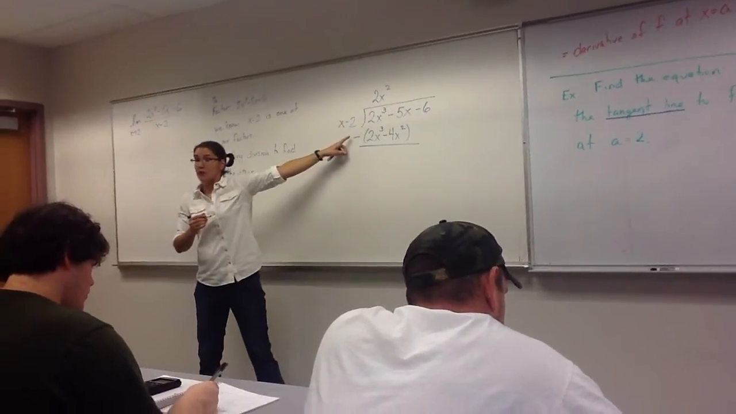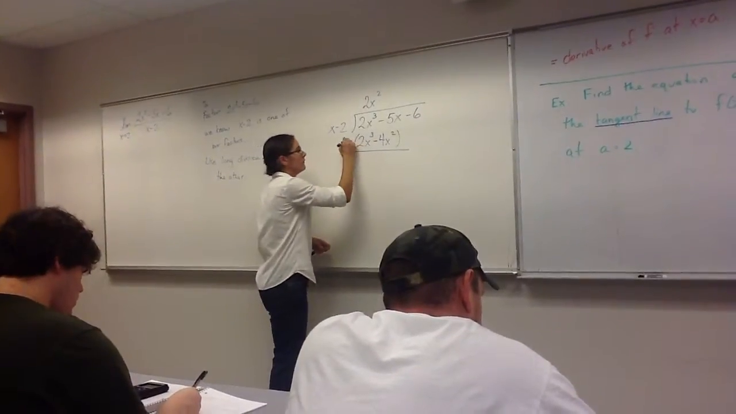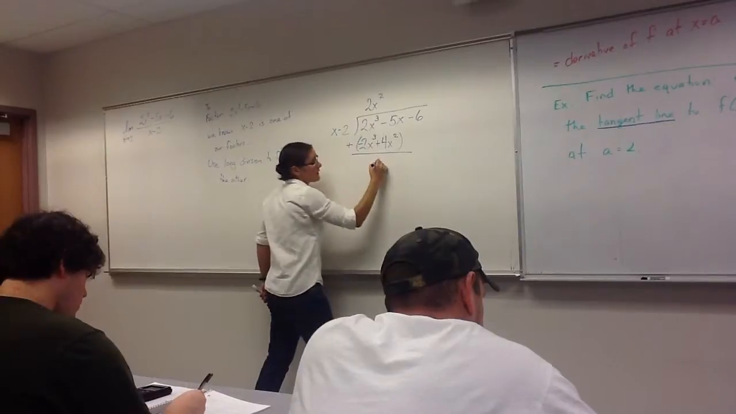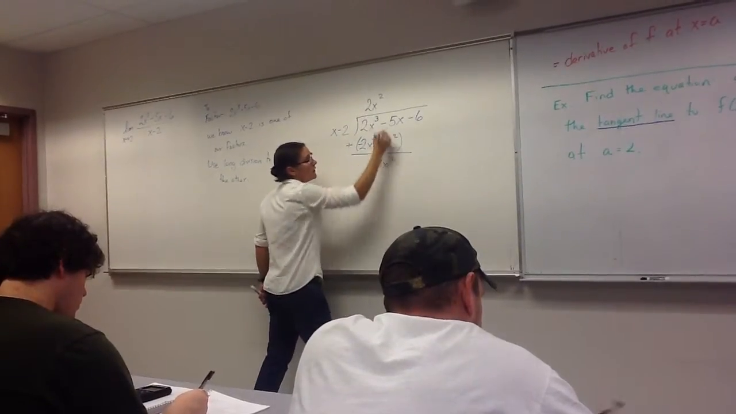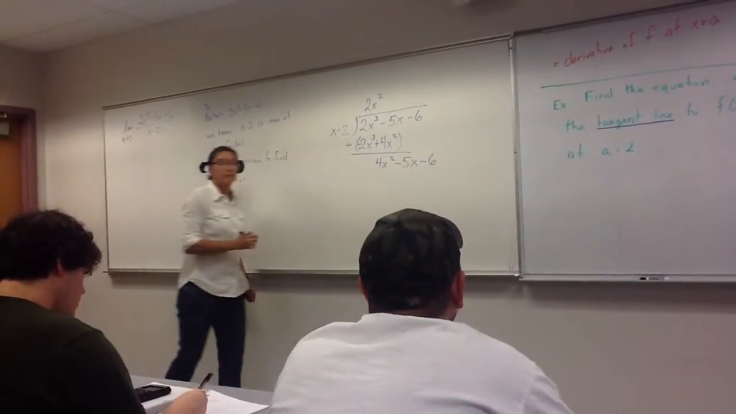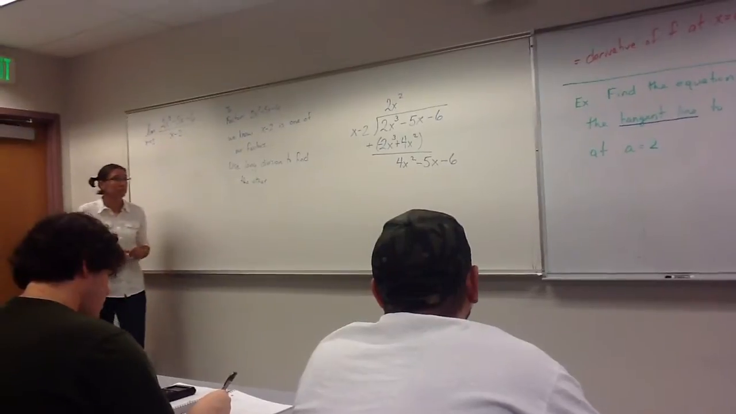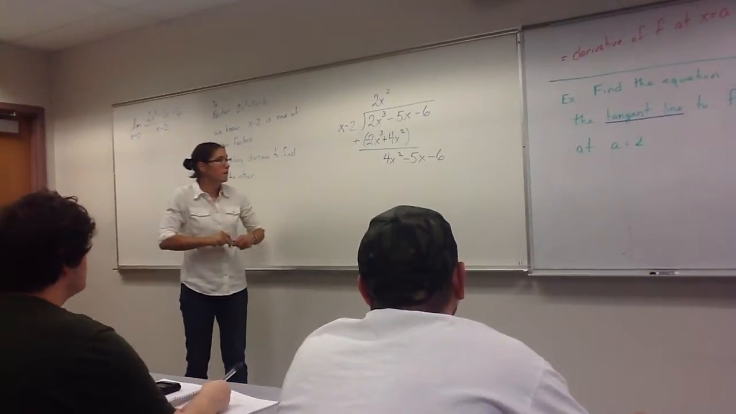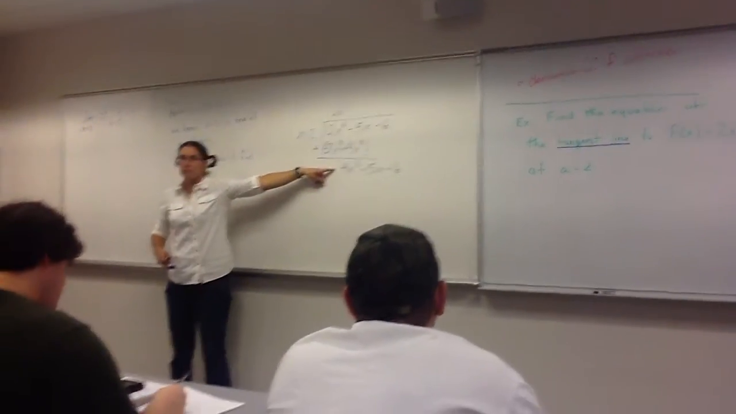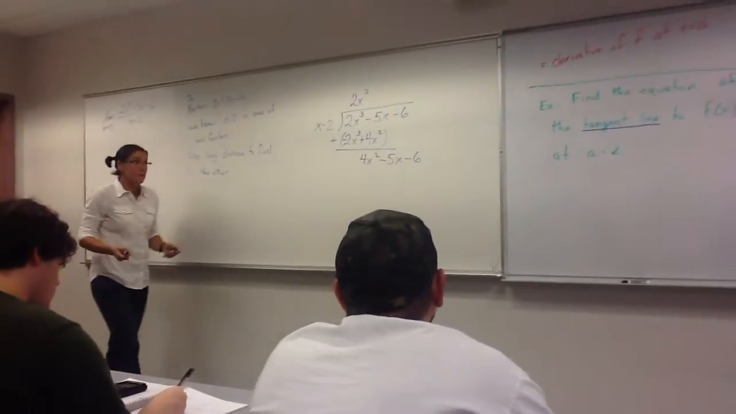So when I do this subtraction, I'm going to distribute this negative sign to both pieces. And so now I've got 4x squared minus 5x minus 6. Are there any questions about what I just did right here? Okay. So now I want to keep going.